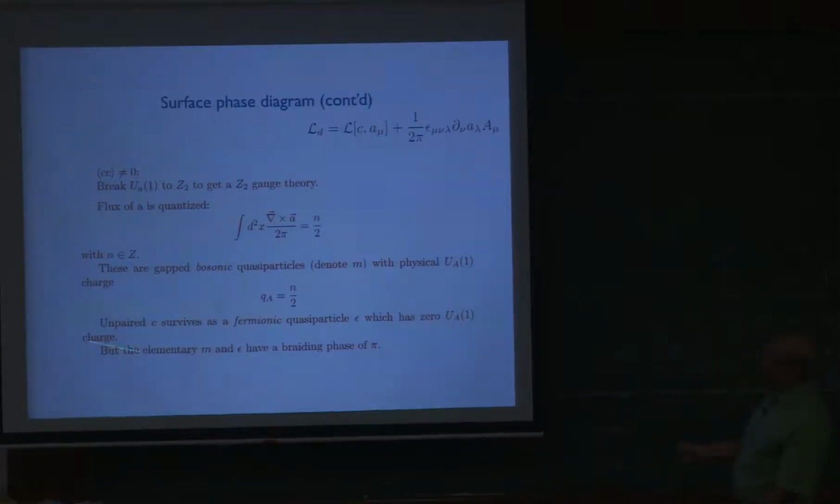The unpaired C, the single C field, now carries just a Z2 gauge charge, and it survives as a gapped fermionic quasi-particle. I will call this first class of excitation, with n equals 1, the M particle. Then there is another class of excitation, the unpaired fermion, which I will call the epsilon particle. It is electrically neutral, it has 0 U_A(1) charge, but it carries Z2 gauge charge under this internal unbroken Z2 subgroup of the gauged U(1). Around this pi flux it has a braiding phase of pi, as you expect in a Z2 gauge theory. So this is a fractionalized phase with fractional quantum numbers, described by a Z2 gauge theory.